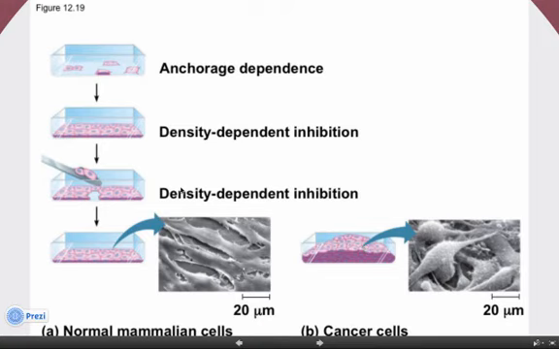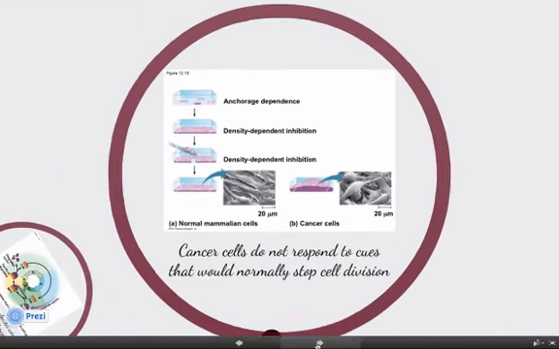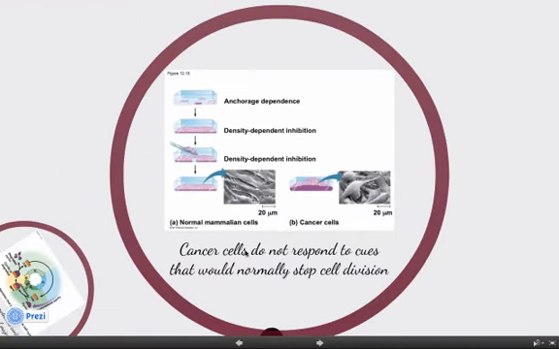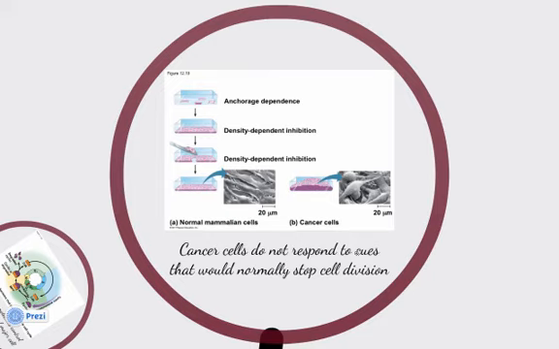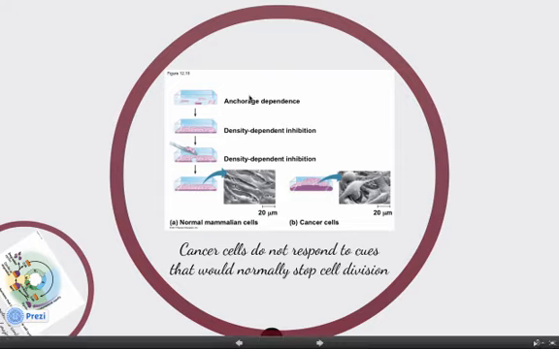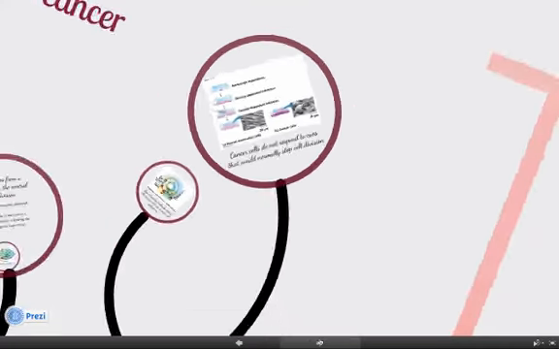They don't have this density-dependent inhibition like normal cells, which is why it's so dangerous. Cancer cells are dangerous because they don't respond to the normal cues that would keep them from dividing. They don't listen to the stop signs. They don't listen to the checkpoint. They just run right on through. They just keep ravaging without any anchor, without listening to their other cells nearby. They just keep dividing. They don't respond to the stop sign.